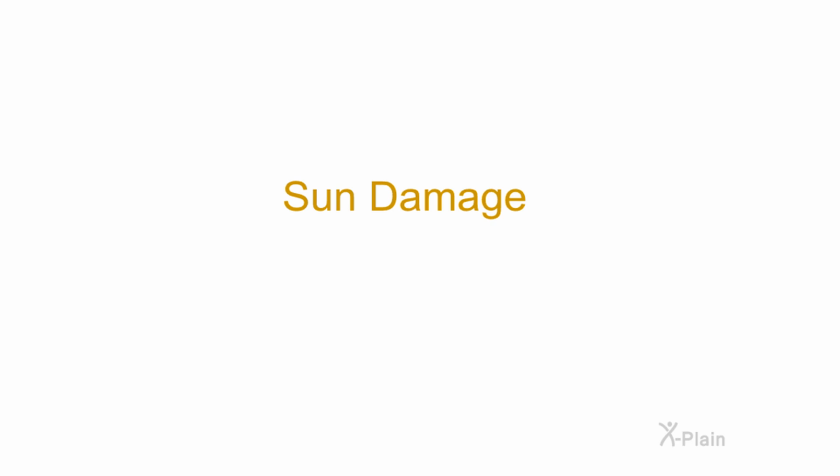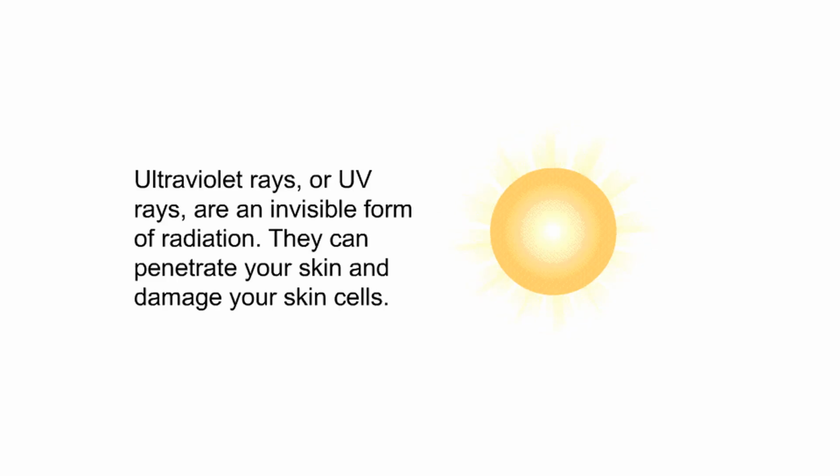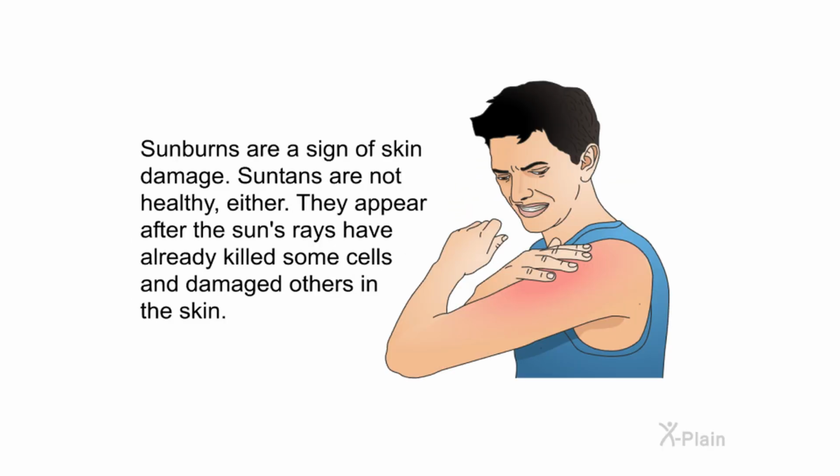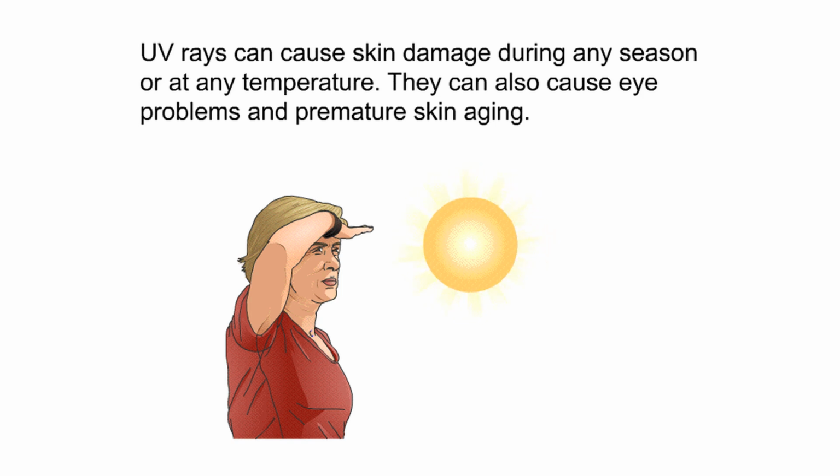Sun damage. Ultraviolet rays, or UV rays, are an invisible form of radiation. They can penetrate your skin and damage your skin cells. Sunburns are a sign of skin damage. Suntans are not healthy either. They appear after the sun's rays have already killed some cells and damaged others in the skin. UV rays can cause skin damage during any season or at any temperature. They can also cause eye problems and premature skin aging.